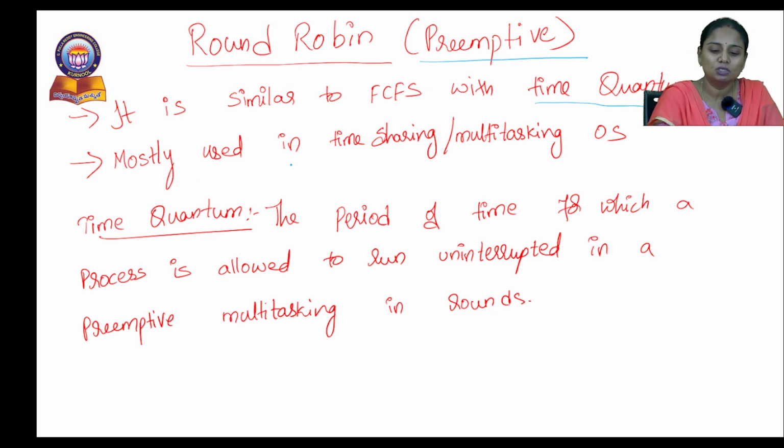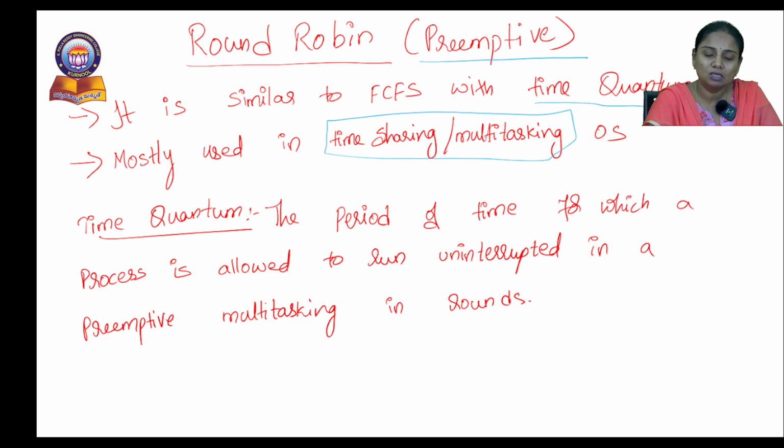This is mostly used in time sharing and multitasking. The operating systems which use a time sharing or multitasking basis mainly use the round robin scheduling algorithm. So here comes what the time quantum is, and how this algorithm works based upon the time quantum. The basic definition: time quantum is the period of time for which a process is allowed to run uninterrupted in a preemptive tasking in a number of rounds.